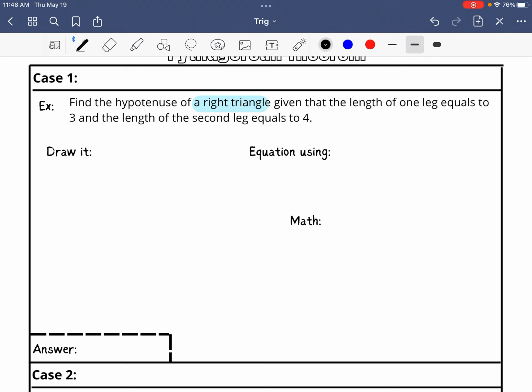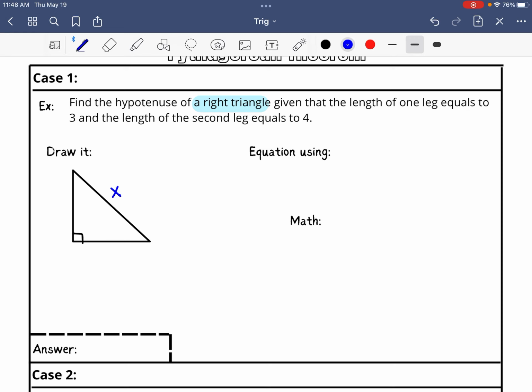So in math, I always highly recommend that we do drawings when we have word problems because word problems can be very overwhelming. So I'm going to draw a right triangle. So it says find the hypotenuse. So that hypotenuse is going to be our x, right? We're going to use that as a variable.